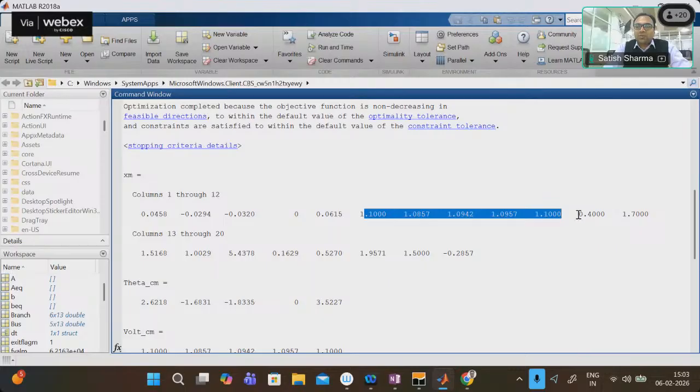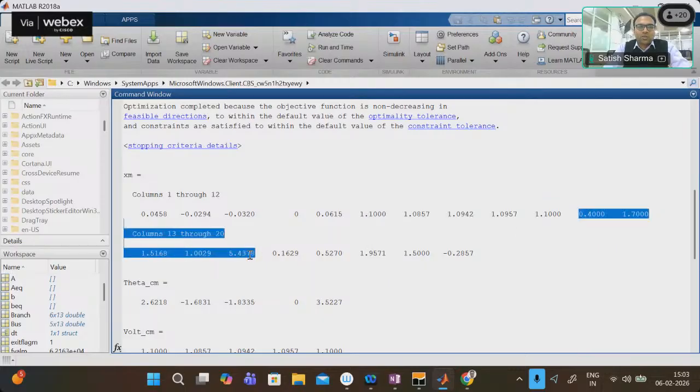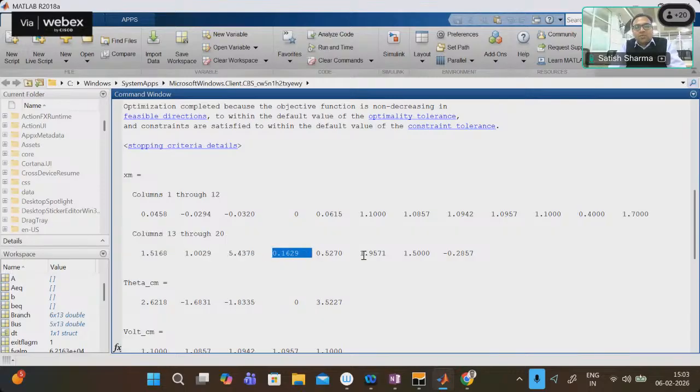Then the 5 active power outputs. So 0.4 is 40, and 1.7 multiplied by 100 should be 170, and so on, basically. These are the 5 active power outputs, and these are the 5 reactive power outputs. So this is the output we have. I have converted these initial 5 values, which are available in radians, to degrees, like theta in degrees. So these are the degree outputs.